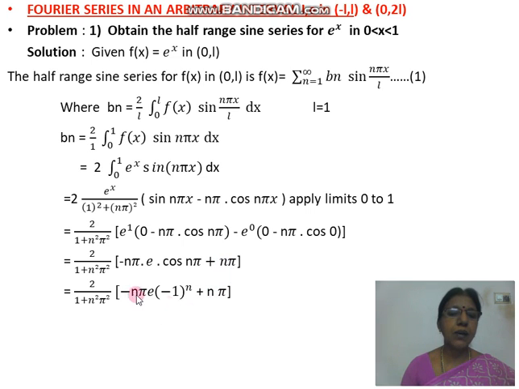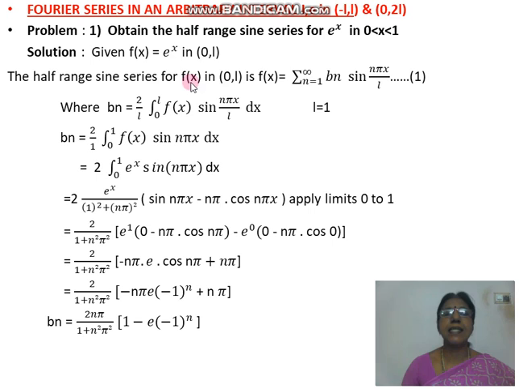In both terms we have n pi common. Bring it out: 2 by 1 plus n square pi square, with n pi outside. 2 into n pi in the numerator. We have taken n pi out, so write the positive term first. We took n pi out of this term, so 1 remains. Next, taking n pi out here, minus e into minus 1 whole power n, which is bn. Now you substitute this bn in this series. We required only the half range sine series. Okay, substitute this bn in 1.